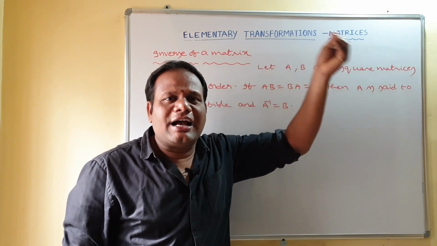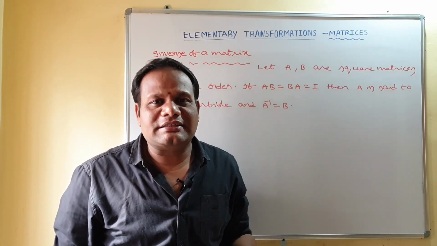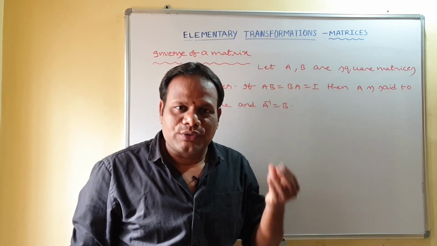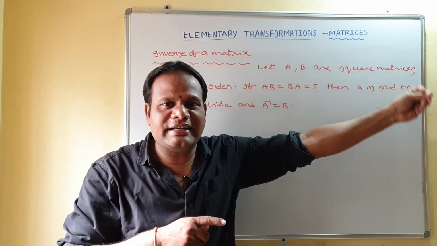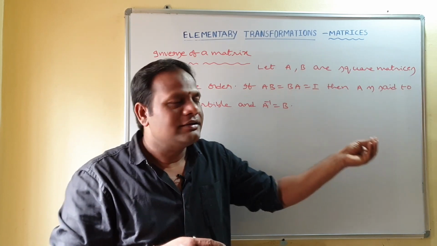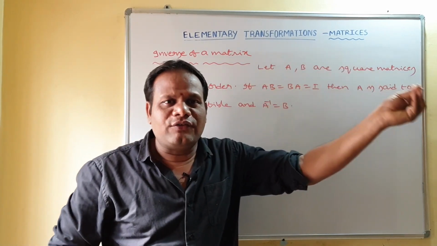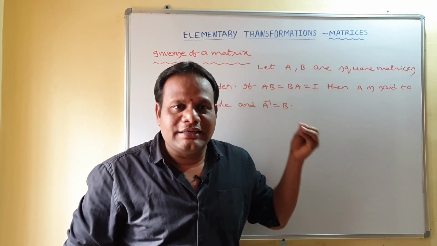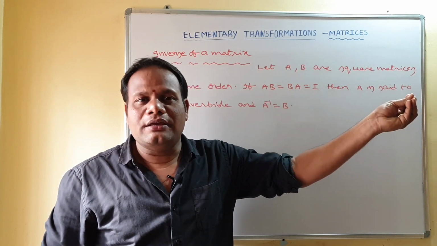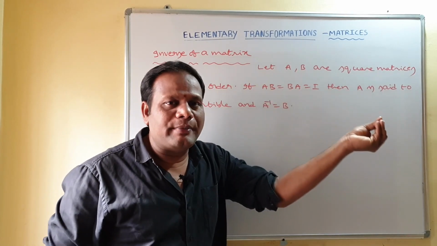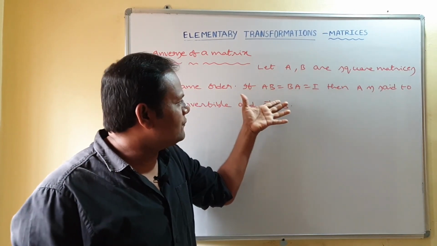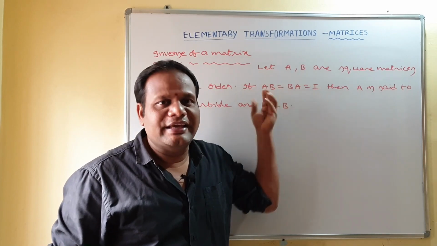Let A, B be two square matrices of the same order. If A into B equals B into A equals the identity matrix, then A is said to be an invertible matrix and A inverse is equal to B. Similarly, you can say that B is an invertible matrix and B inverse is also A.